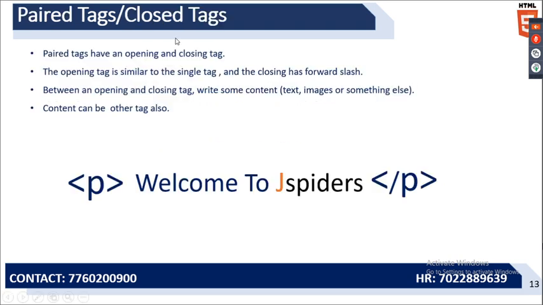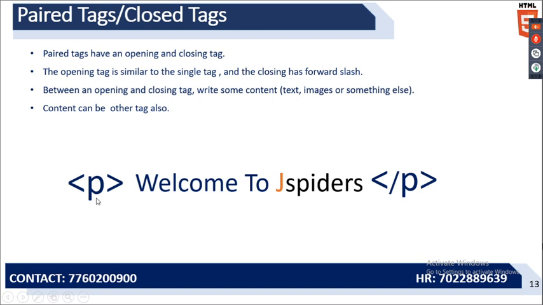Concentrate now. Okay, see paired tags, closed tags. What is it? See, guys, if you observe here, P is my tag name. So there is the less than symbol and the greater than symbol, and in between I am passing the tag name. You cannot use any tag name. Whatever HTML provides, only those tag names you have to use. For example, P means paragraph tag. So you know what paragraph means.